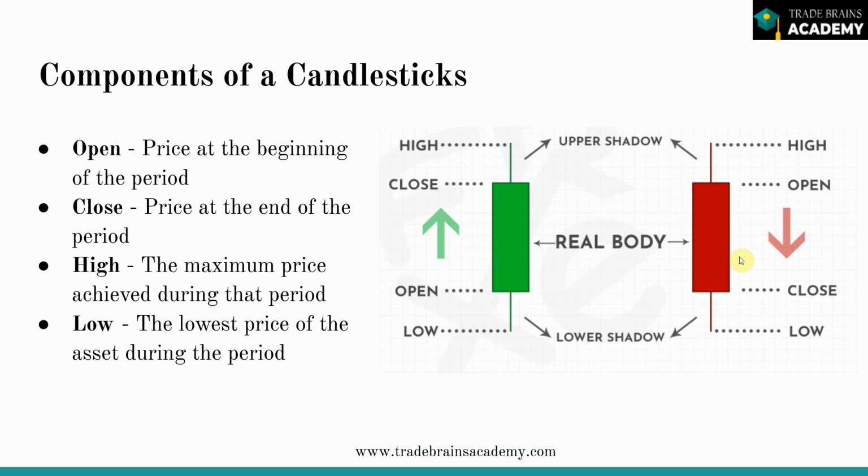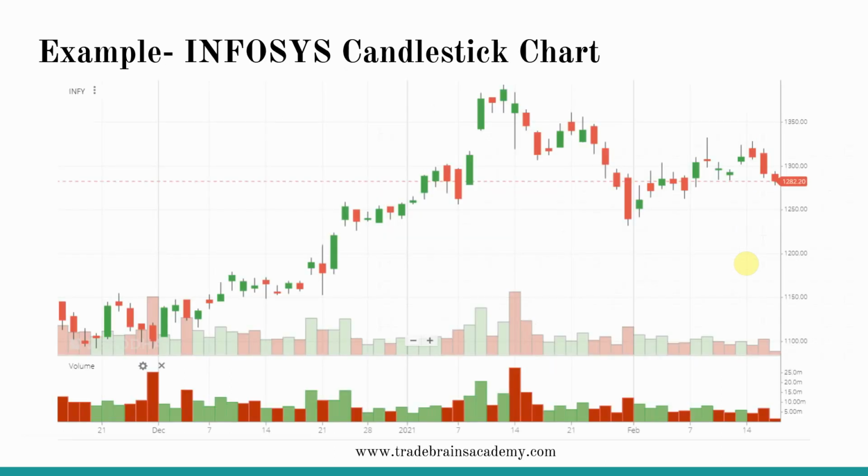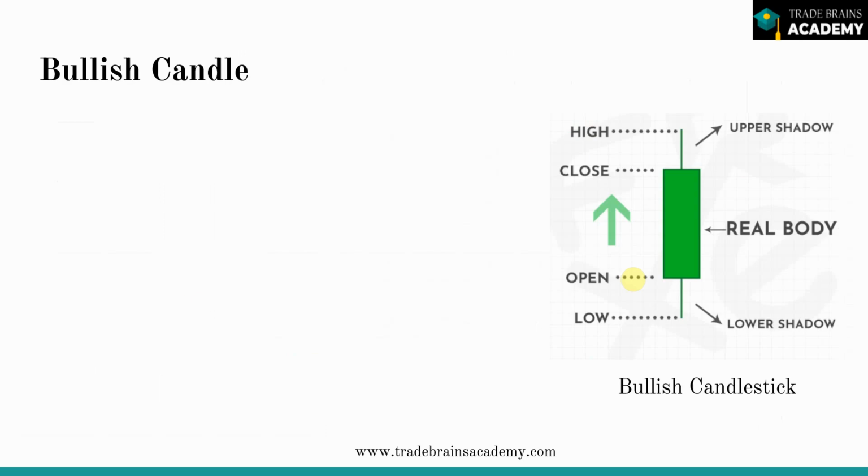So these are the 4 major components of the candlesticks: the open price, the close price, the high price, and the low price. Now, this is how a simple candlestick looks. This is a candlestick chart of INFOSYS Limited, and for different time periods we see red and green candles, and each candle gives you certain information about the market. A trader who is experienced in candlesticks can preempt the future and make a lot of gains based on that.